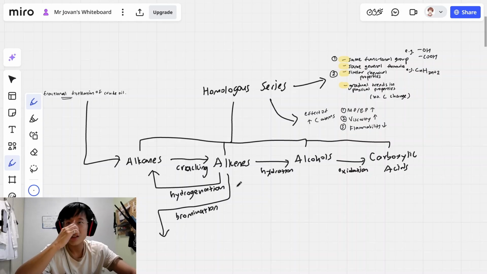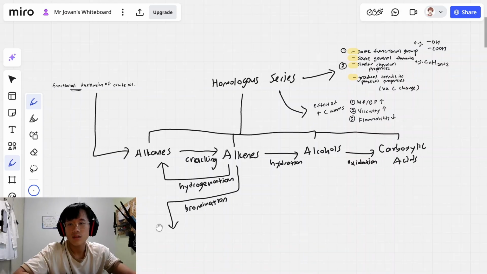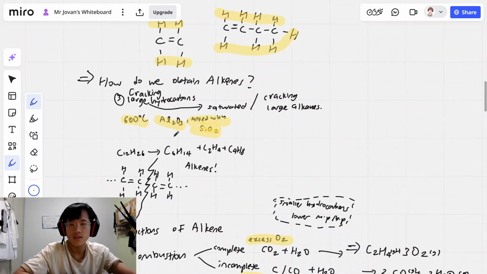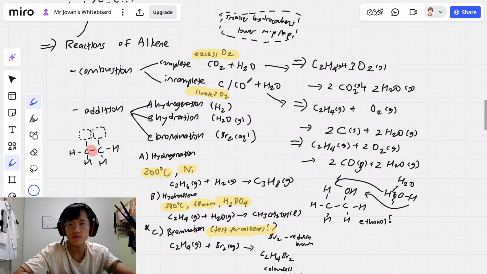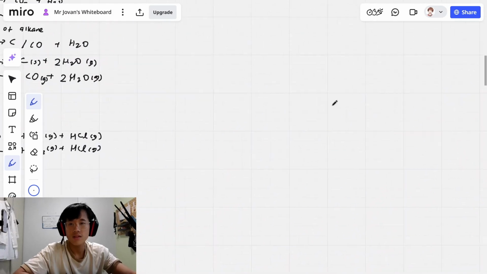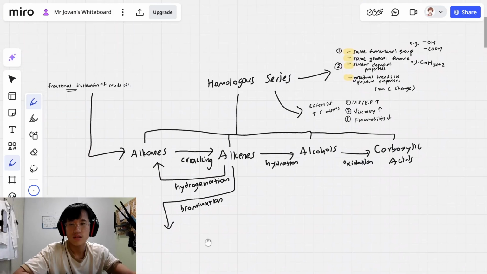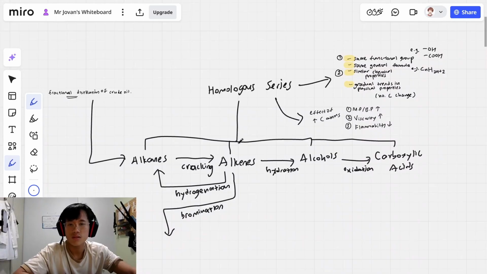Now, what else did we learn from alkenes? Oh, yep, that's it. Perfect. Alright, don't forget combustion for everything, okay, guys? Just going to put it here. Okay, that's fine. We continue.